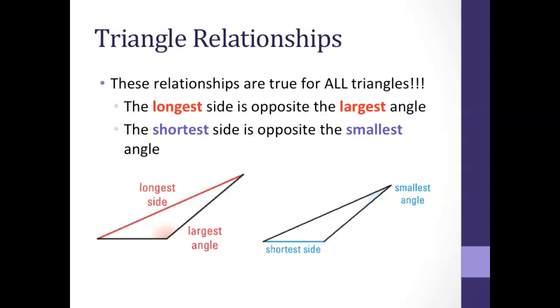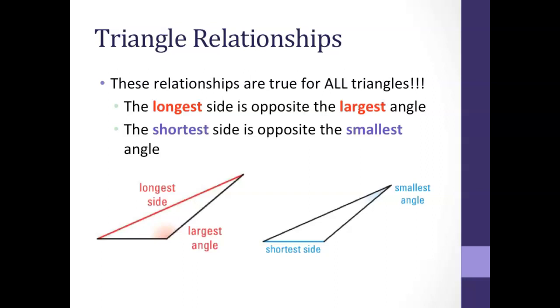So if you take a look at these two pictures, you can see in the one on the left that the longest side is the one that's highlighted in red, and opposite that is the largest angle in that triangle. Same thing with the shortest side. In the picture on the right, you can see the shortest side, which is highlighted in blue, is across from the angle in the triangle that is the smallest.